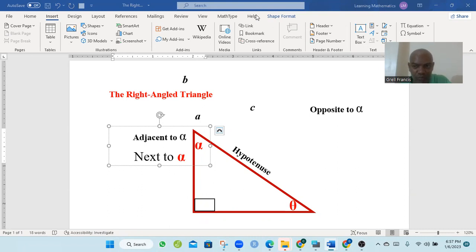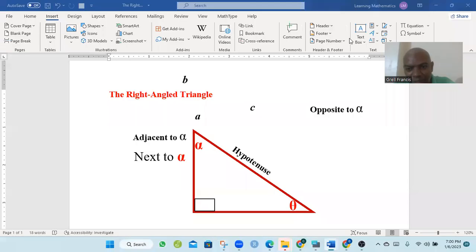Adjacent means next to. The reason why this side is called adjacent to alpha is because it is next to the alpha we're talking about. Right, exactly. Adjacent means next to. So just to reiterate, this side is called adjacent to alpha because it is next to alpha.